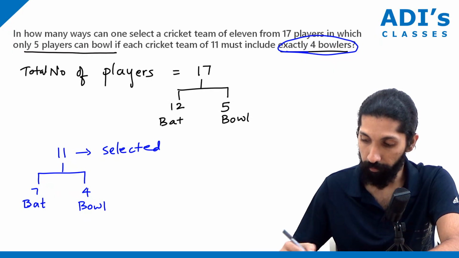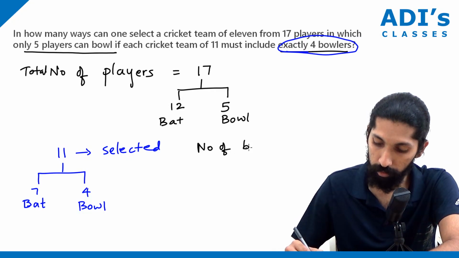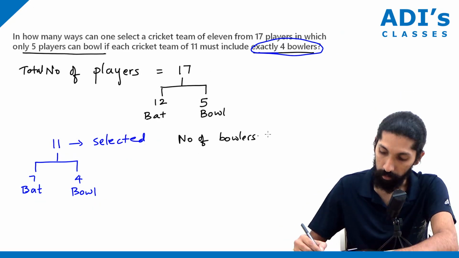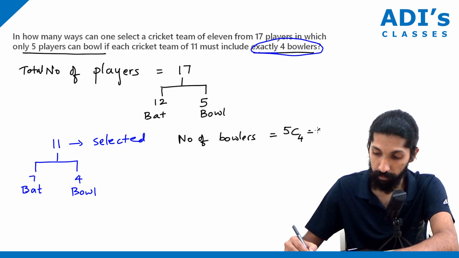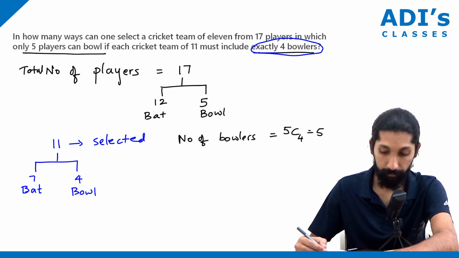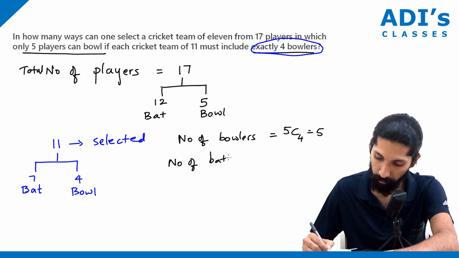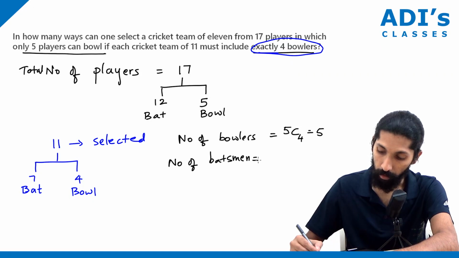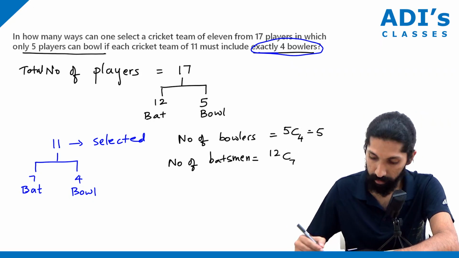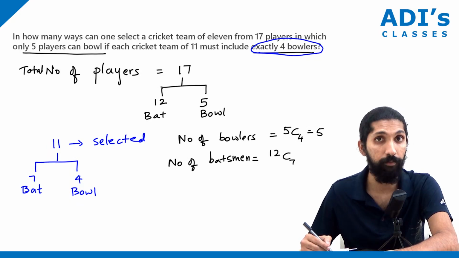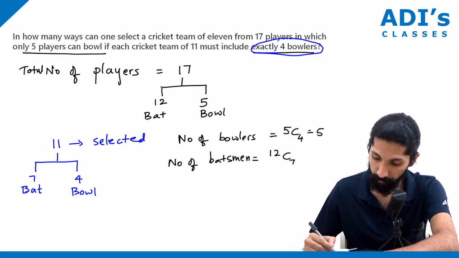So what we'll do, we can say that the number of bowlers is going to be 5C4. 5C4 is the same as 5. Alright. Next, the number of batsmen, 12C7. Isn't it? 12C7 is the same as 12C5.